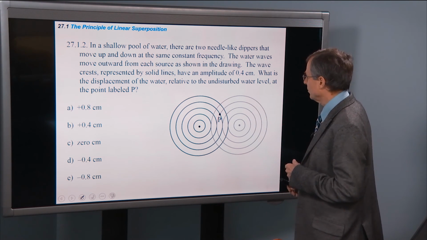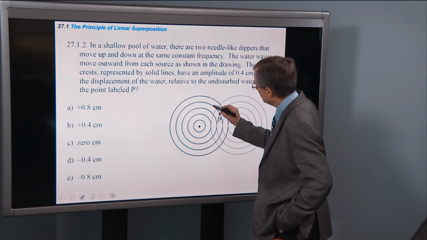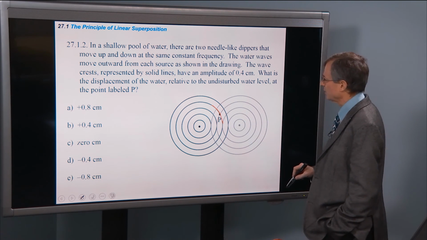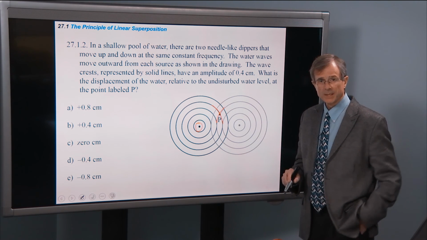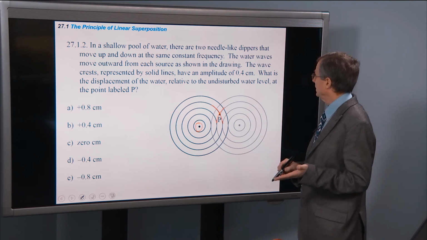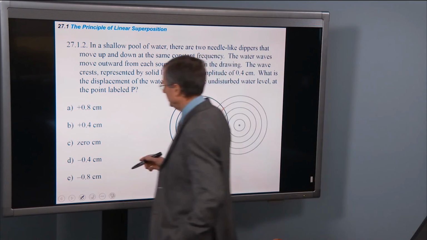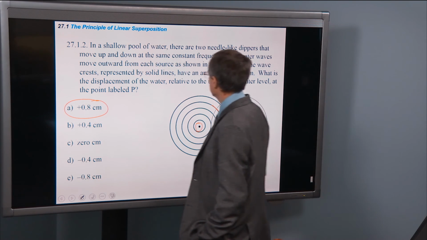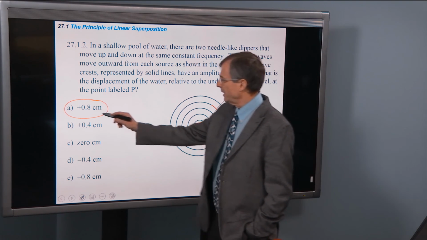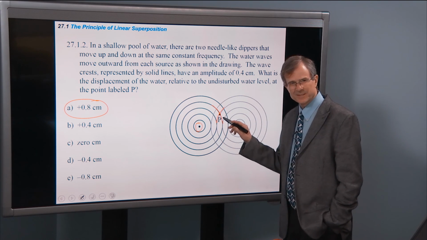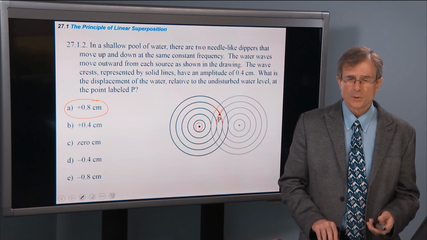So what is the displacement of the water relative to the undisturbed water level at the point labeled P? Well, as you can see at point P, we've got a crest from the wave on the left, and we've also got a crest from the wave on the right. We've got 0.4 centimeters from the left, 0.4 from the right. They add together, and we should get 0.8 centimeters. And the reason it's 0.8, it's plus, is because these dark lines are crests, rather than troughs, in which case it would have been minus 0.8.